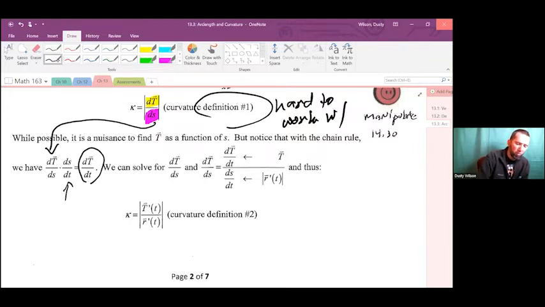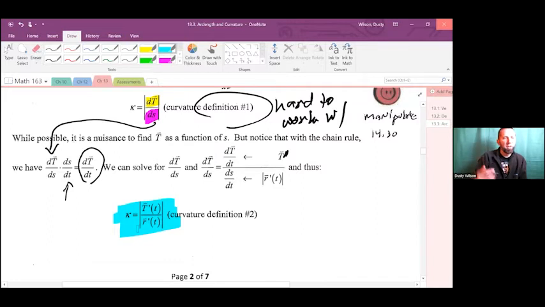note where that numerator will be big T prime, divided by ds dt, which is the magnitude of r prime. So this gives us a nice friendly formula for kappa, or the curvature. The curvature kappa is the magnitude, not the absolute value. Sorry, I said it again. Kappa, or the curvature, is equal to the magnitude of big T prime divided by the magnitude of r prime.